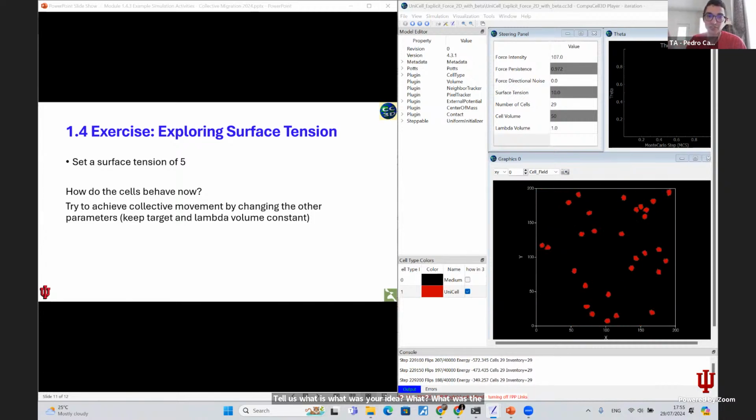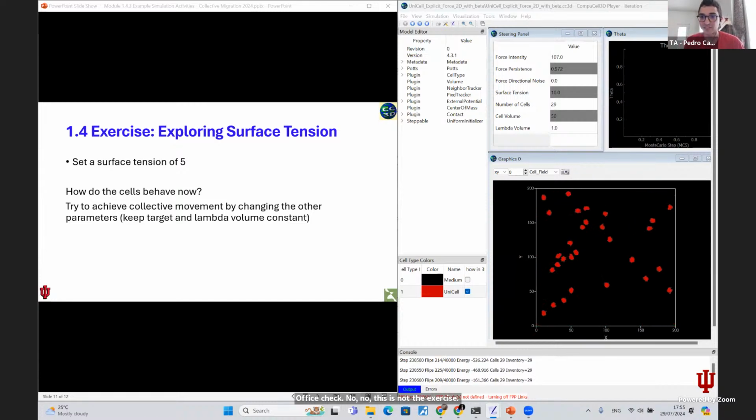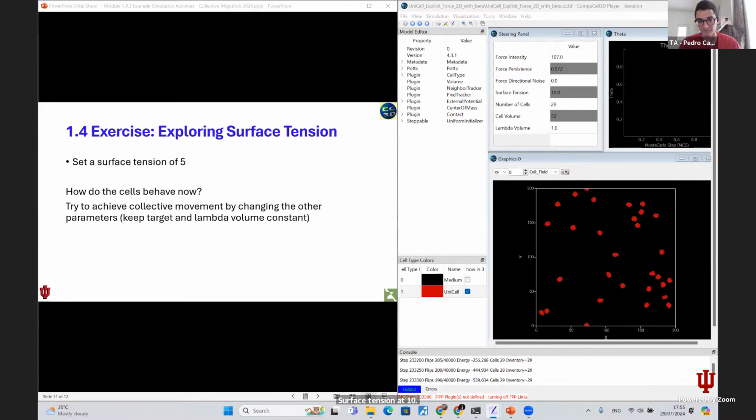Avishek, no, this is not the exercise. The exercise is set the surface tension at 10. Don't change the surface tension. Surface tension at 10, and then achieve collective migration. Collectivity. Fixing surface tension at 10.